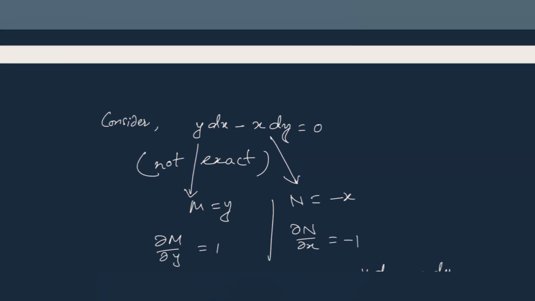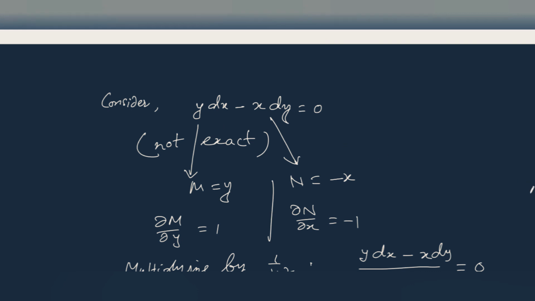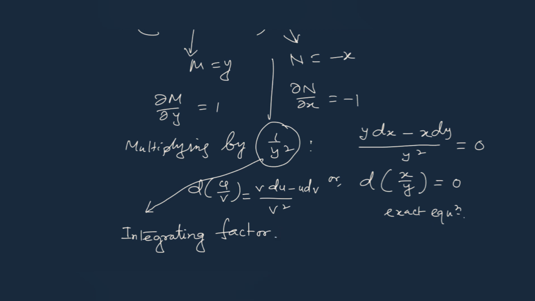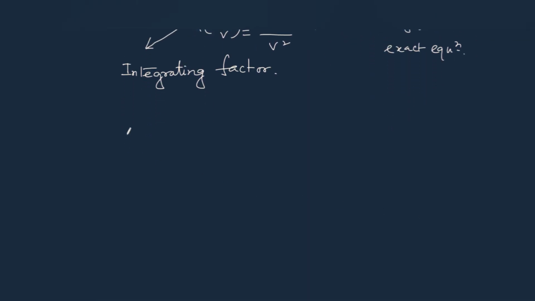So we had a non-exact equation, and we multiplied the whole equation by 1 upon y square, and we got an exact equation. And this 1 upon y square has a special name, that is integrating factor. So what is an integrating factor?